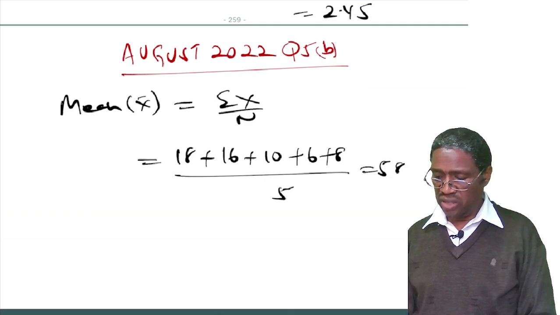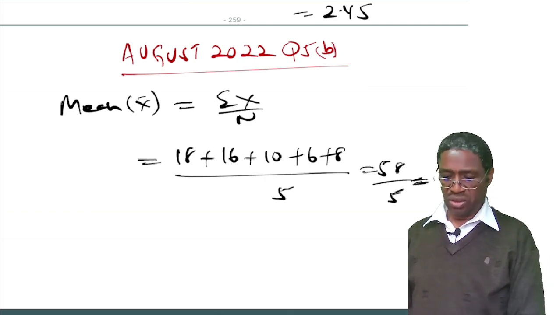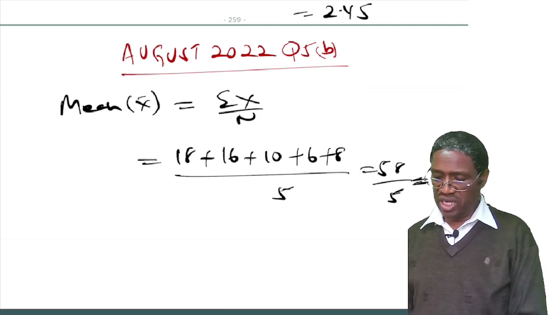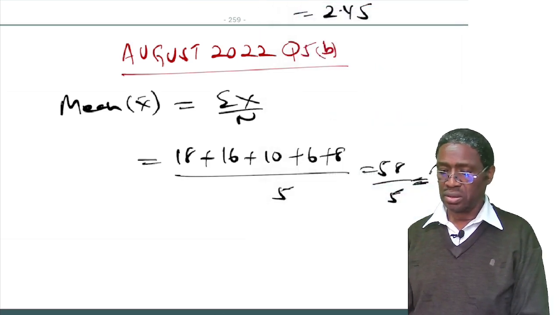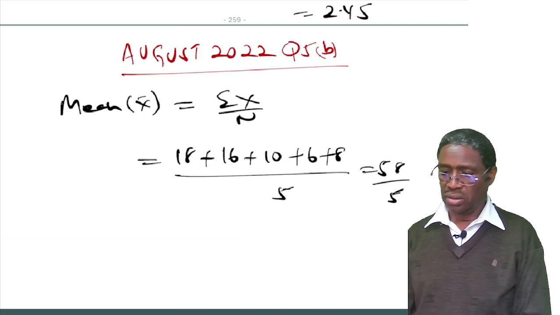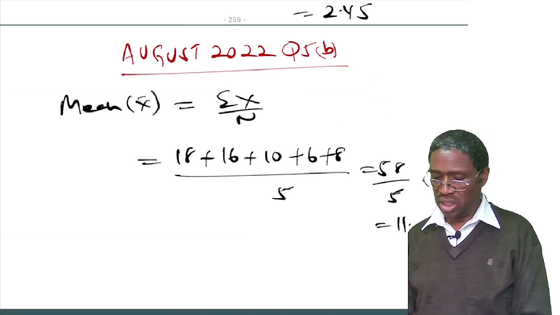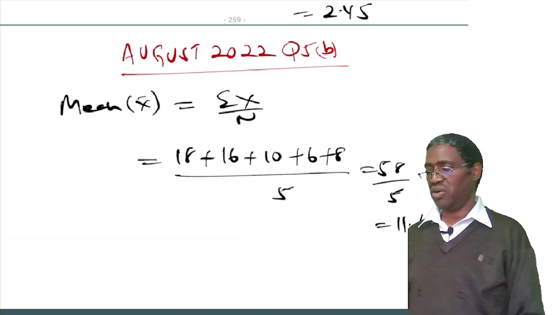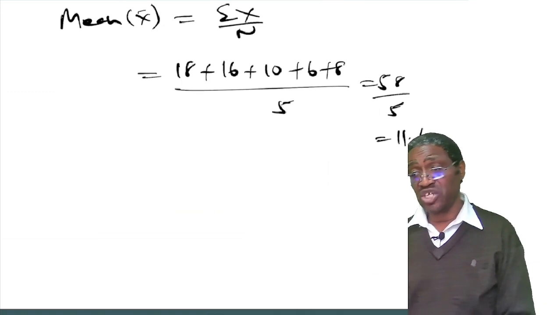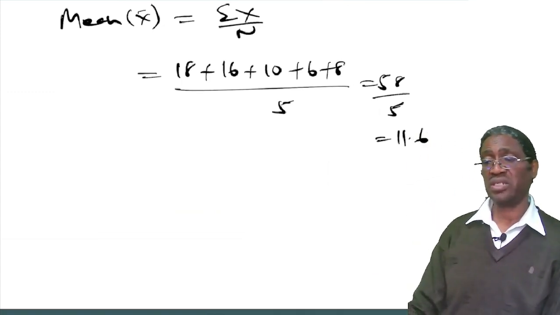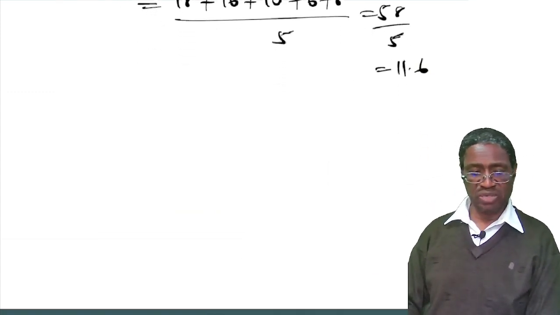58, if I divide that by 5, that is giving me 11.6. That's our mean. Now we can use it to get the standard deviation. For standard deviation, let me prepare a table now.